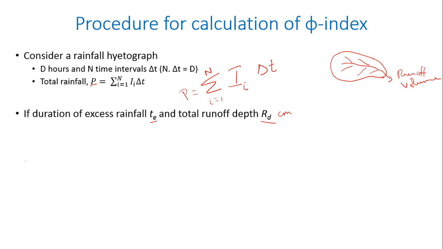Now I take this runoff volume, which may be in units of cubic meters, and I divide it by the area of the catchment. Let us say this catchment has an area of a square kilometer. I take the runoff volume that I've obtained, divided by the area of the catchment, and I will get this number, runoff depth.